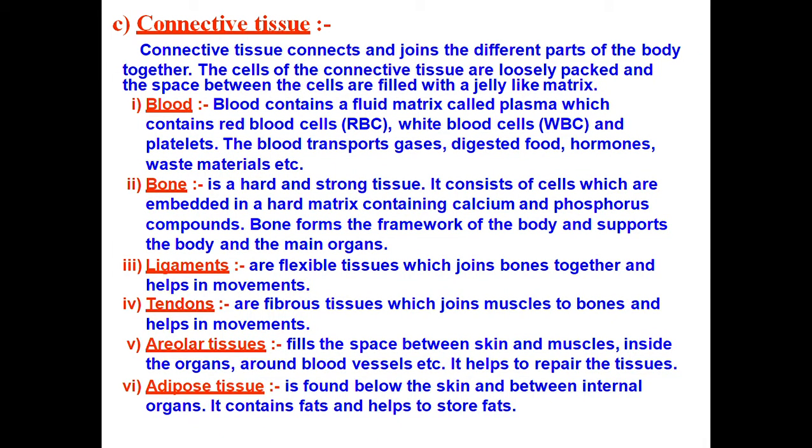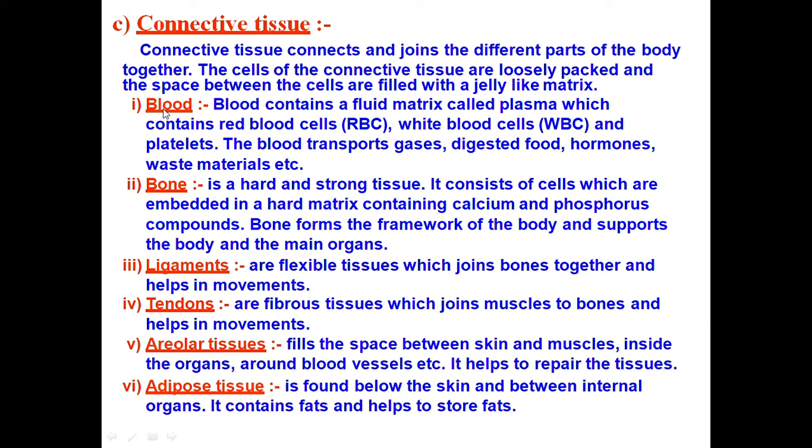Another animal tissue present in our body is connective tissue. The cells of connective tissue are loosely spaced, meaning they have intercellular spaces between them, and they are embedded in a fluid. They are filled with a jelly-like matrix. And again, connective tissue has different types: blood, bone, ligament, tendon, areolar tissue, and adipose tissue.